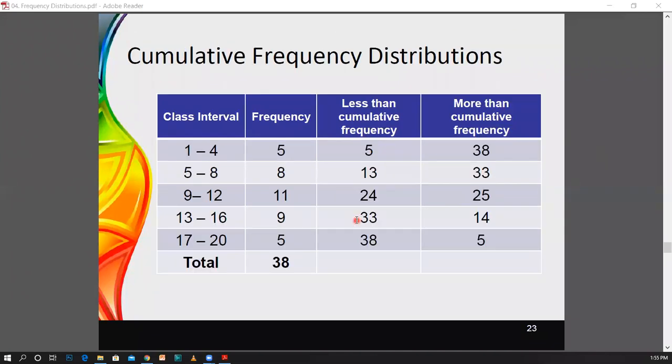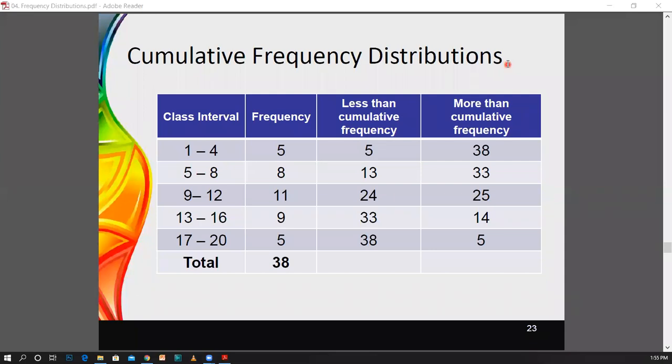Okay, now we will discuss how to obtain the cumulative frequency distribution. Here, the first two columns are for the group data distribution that we have already obtained. 1 to 4, the frequency was 5; 5 to 8, the frequency was 8. Likewise, I have included all the 38 data points in this group data distribution. And for this data distribution, now we can create this cumulative frequency distribution.